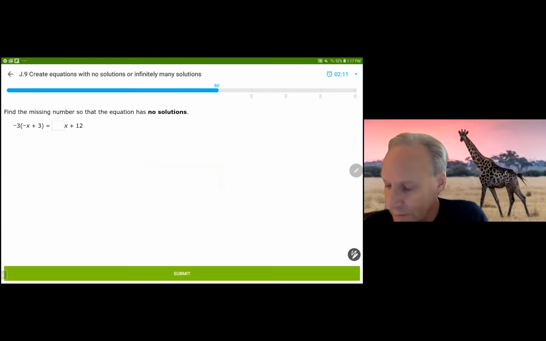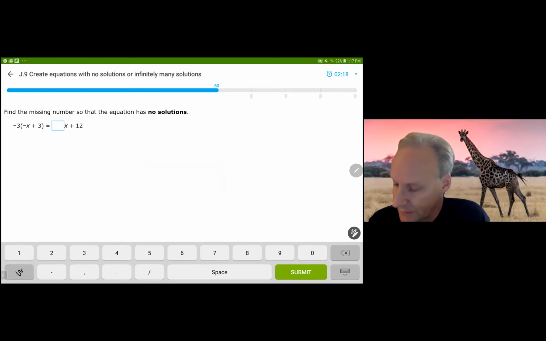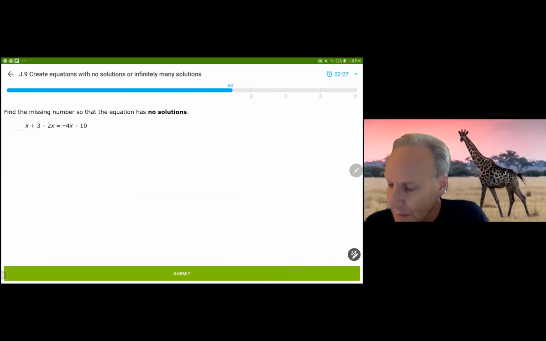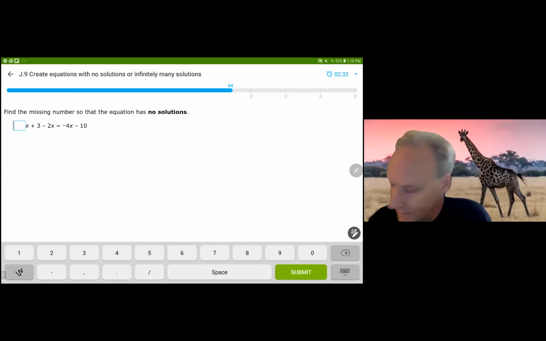This one, we distributed the -3, and we want it to have no solution, and it will as long as I put a 3 over here. Notice the -3 times the -x is a +3x. And looks like one more to proficient, maybe. This time we need a -2x, and here's the reason. If you can see, there's a -4x on this side. On this side, there's a -4x, so there needs to be a -4x on that side.